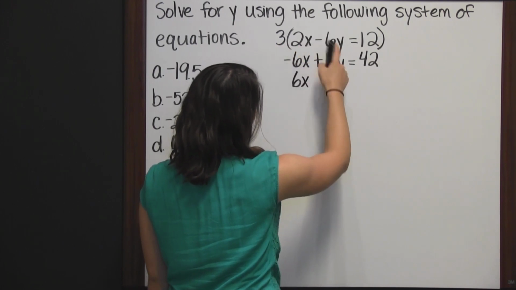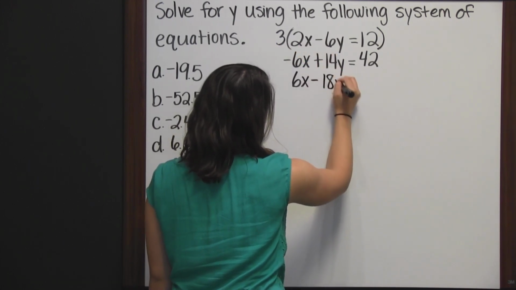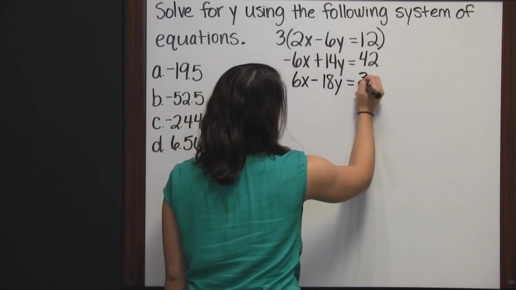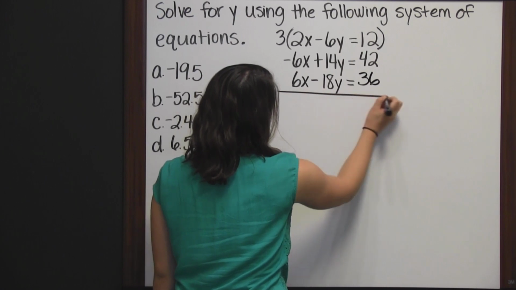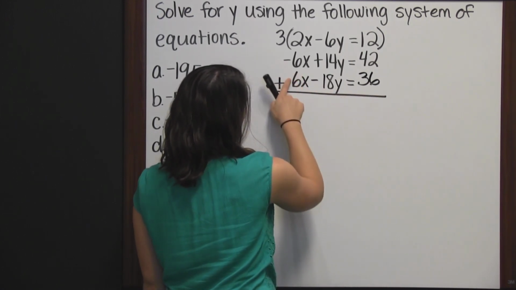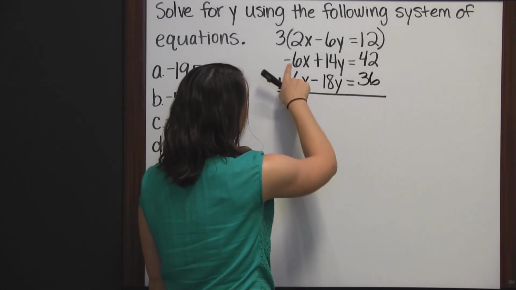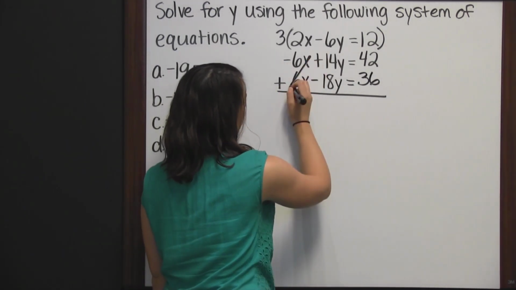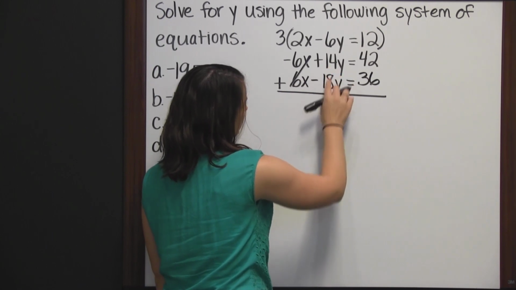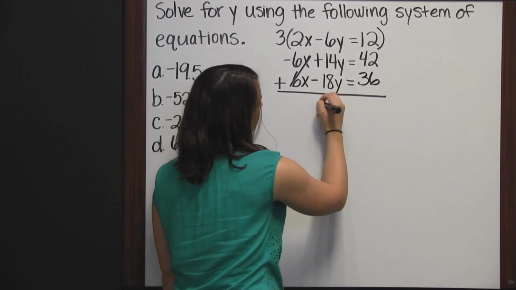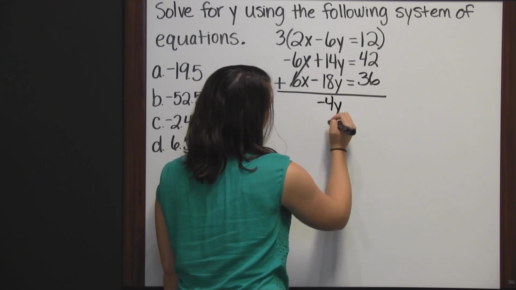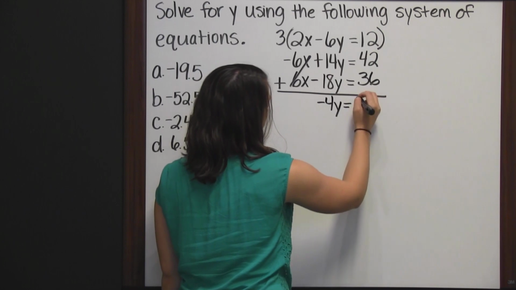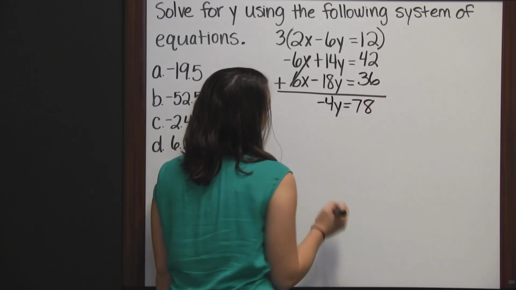3 times negative 6y is negative 18y. And 3 times 12 is 36. Now I'm just going to add these two equations together. Negative 6x and 6x is 0. They cancel. 14y and negative 18y is negative 4y. Bring down the equals. 42 plus 36 is 78.